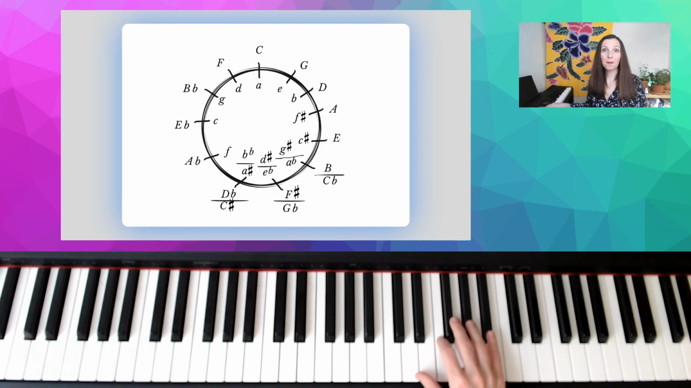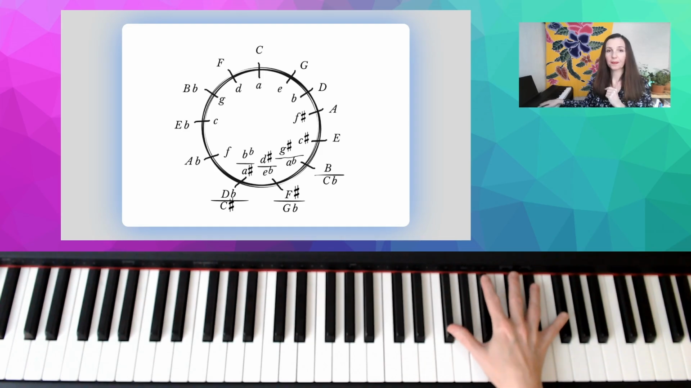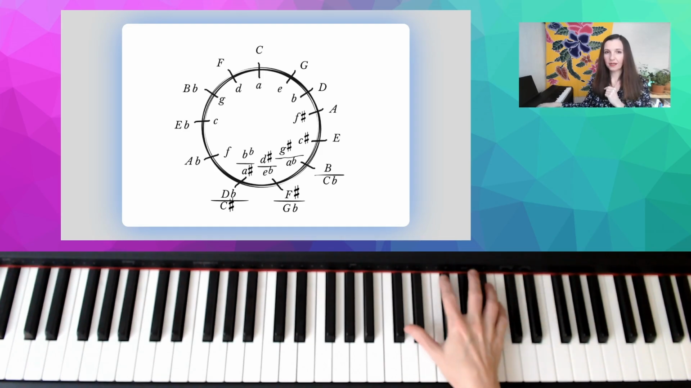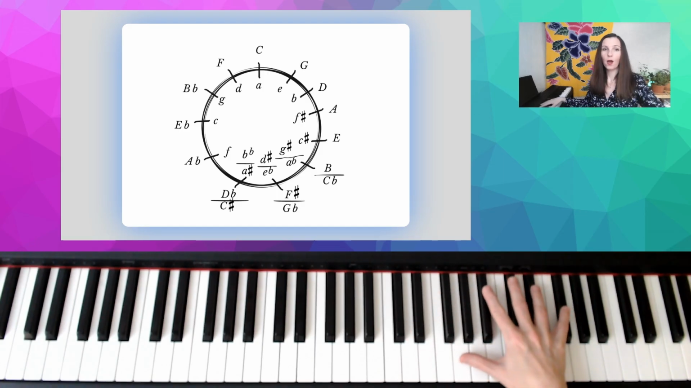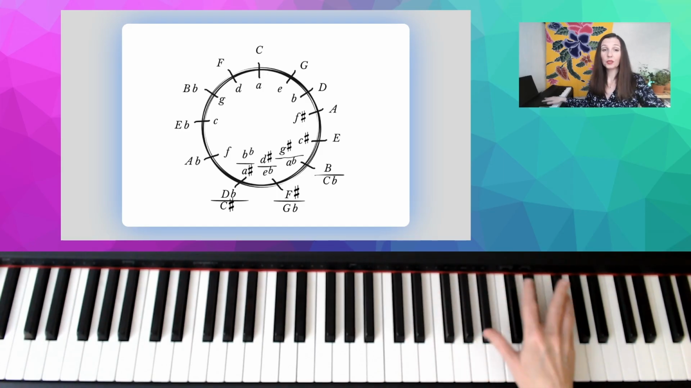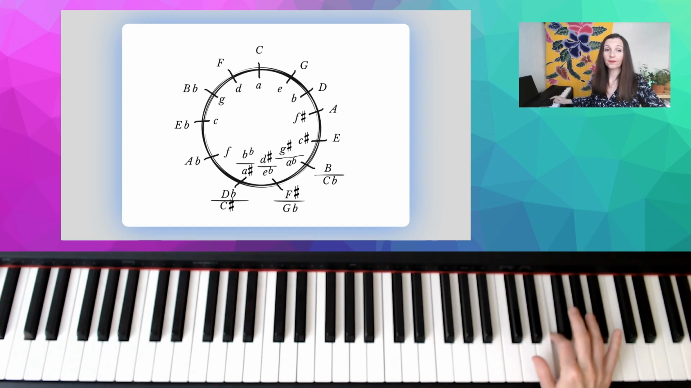We continue with number 6. 6 sharps, 6 flats, F sharp, G flat. Tonic triad, dominant 7th chord. Ready? 1, 2, 3.